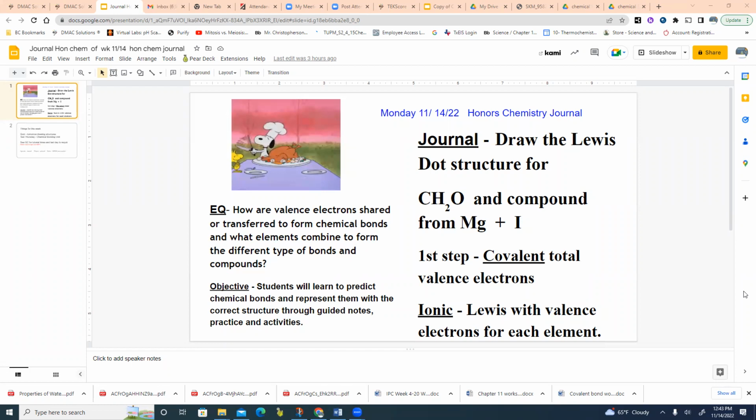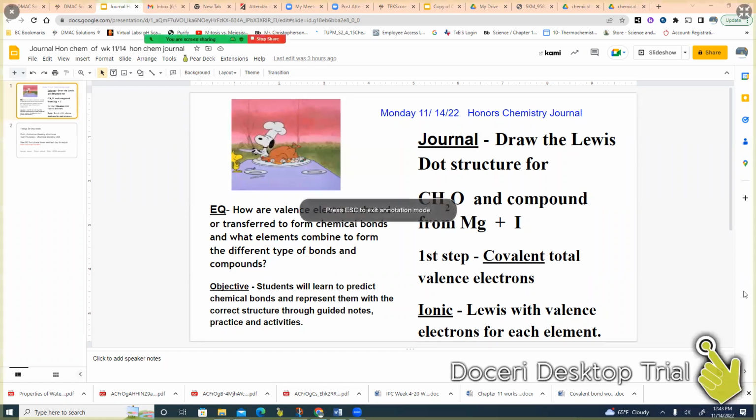So those of y'all that have done no practice, and I can tell you've done no practice because you don't have any idea what I'm talking about. What we're doing today is going to have to be built off of you being able to do that. And same thing, you're having a quiz tomorrow over writing two Lewis dot structures, for a covalent and for an ionic compound.